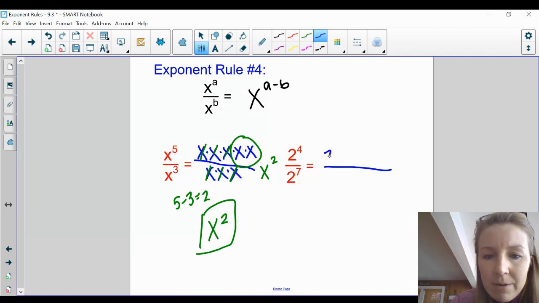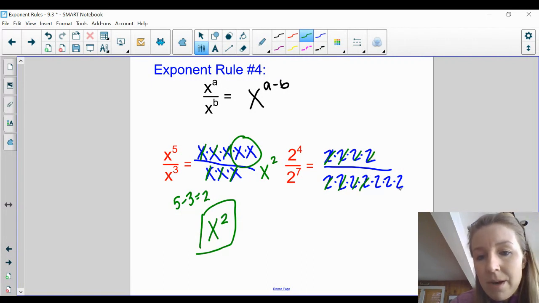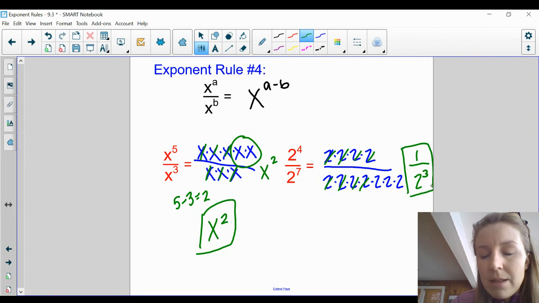Similarly over here, if I'm using the number 2 here, I'm going to have 4 2's on the top, 7 2's on the bottom. This gets a little trickier, 1, 2, 3, 4, 5, 6, 7, because now I have more things on the bottom. So I'm going to cancel, cancel. So now I'm left with things on the bottom. So this actually becomes 1 over, remember we have to have something in our numerator, 2 cubed. We're going to explore negative exponents a little bit later on this week. But for right now, it's important for you to know that it goes on the bottom in this situation.